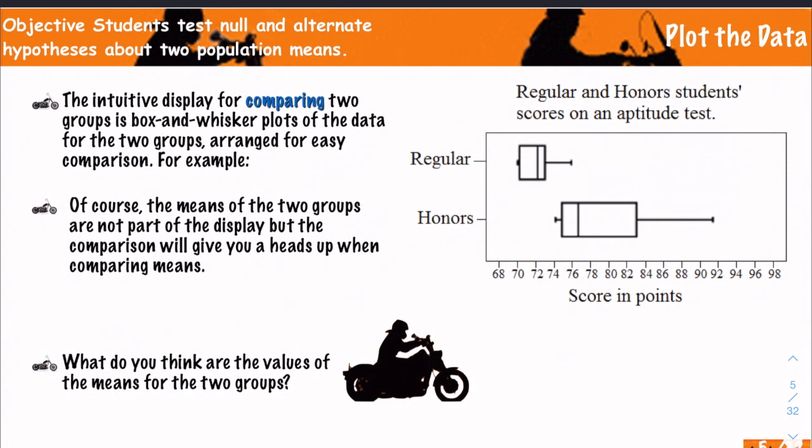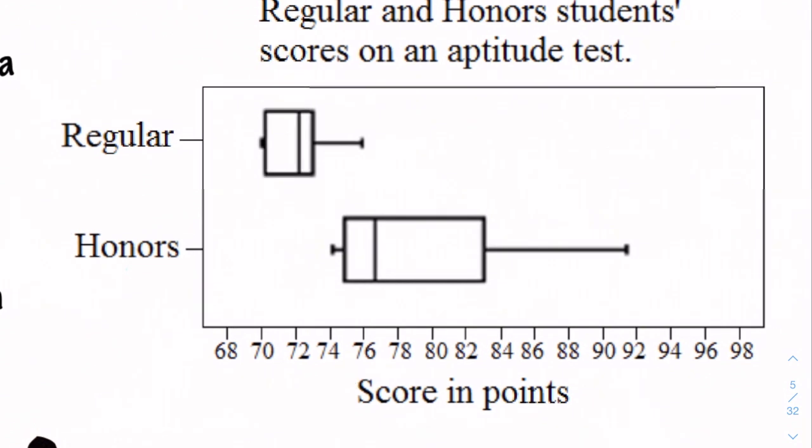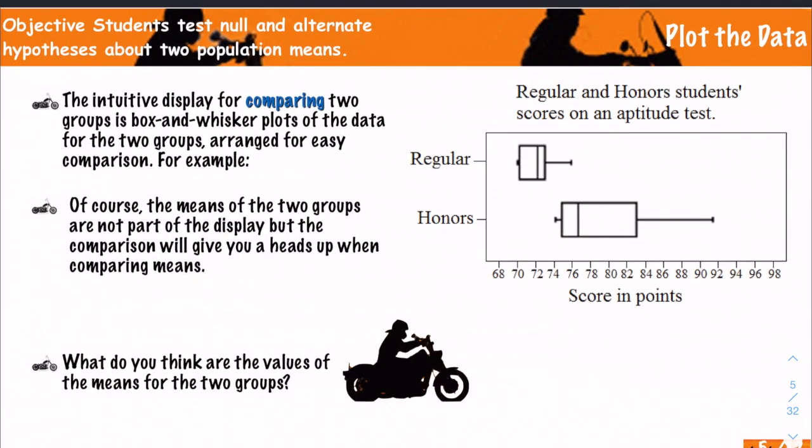The intuitive display for comparing 2 groups is a box and whisker plot, of the data of 2 groups arranged for easy comparison, like so. If we take a look at this box plot, which I will show you guys how to do on your TI-Nspires, we're just looking at regular versus honors. We can see that the regular aptitude scores on this aptitude test are a lot more concentrated, whereas the honors group is more spread out, but it has a higher median, which also means it probably has a higher mean. We should remember what our 5-number summaries are.